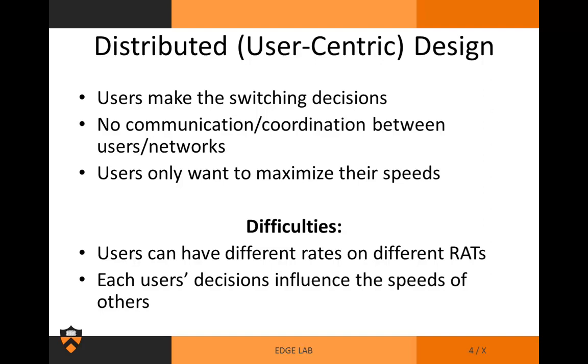The two major obstacles we encountered are the multi-rate property of HetNets, that is, that different users may get different rates on the same RAT, and that each user's decisions will affect the data rate of others. As an example, if several people all switch to Wi-Fi, this will reduce the data rates of those users already on the Wi-Fi network before the other users switch.